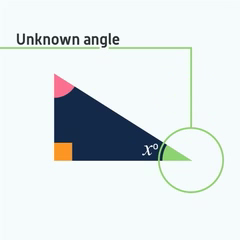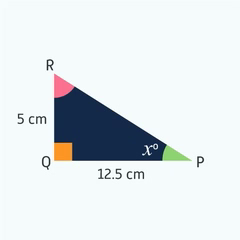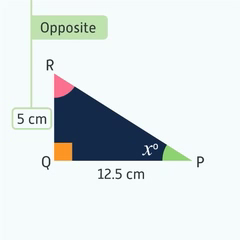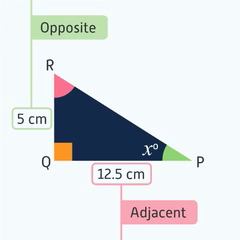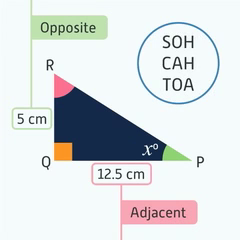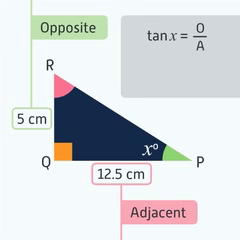Let's try to find a missing angle first. Our unknown angle, x, is what we have to find. We're given the length of the side opposite this angle and the side adjacent to it. Remember the acronym SOHCAHTOA. We have sides O and A, which means we need to use the trig ratio tan. We write our equation as tan x equals O over A. We know O and A, so we substitute those in, giving tan x equals 5 over 12.5.